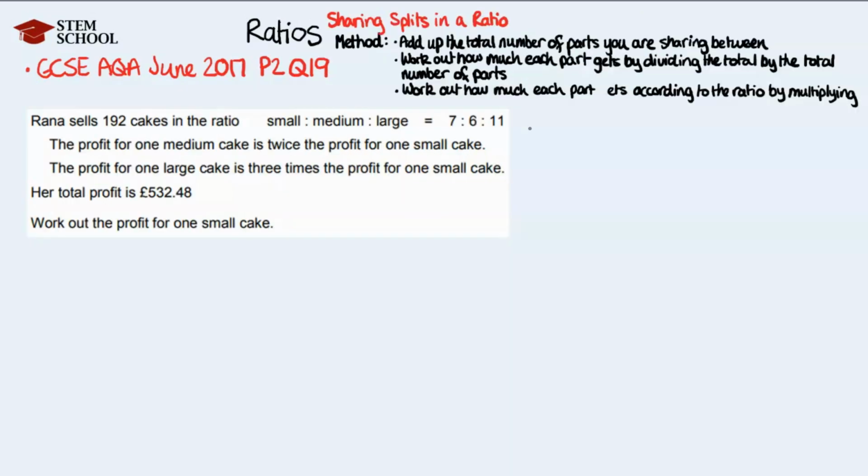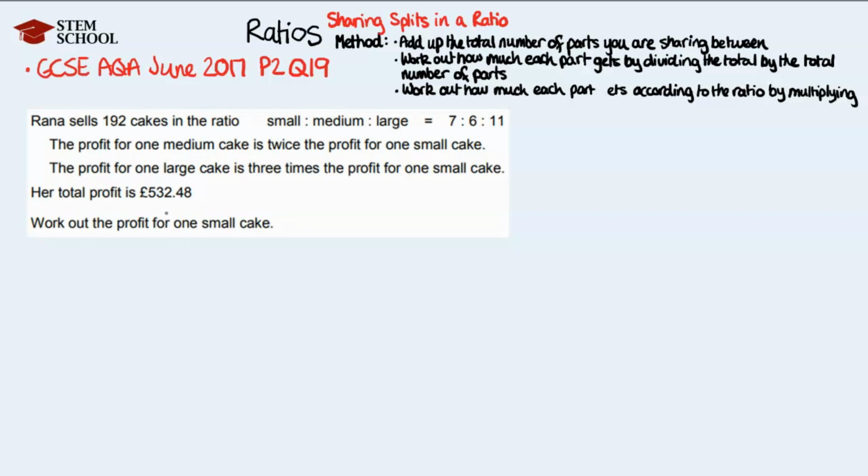And finally, we'll finish off with an example that's as hard as it gets, okay? So this question is stating that Rana sells 192 cakes in the ratio small, medium and large, 7:6:11. And the profit for one medium cake is twice the profit for one small cake. The profit for one large cake is 3 times the profit for one small cake. And her total profit is £532.48. We're tasked with working out the profit for one small cake.